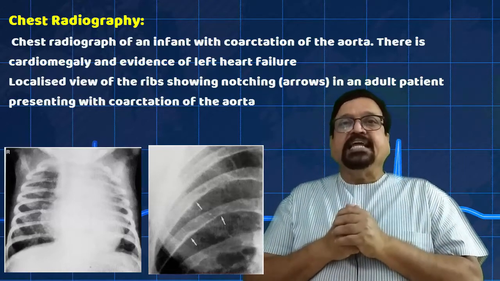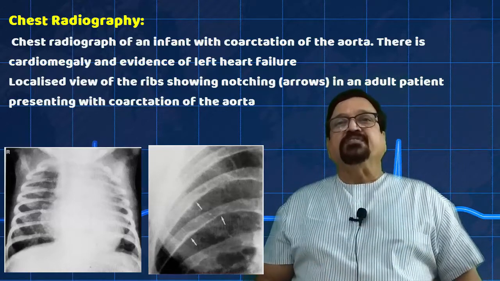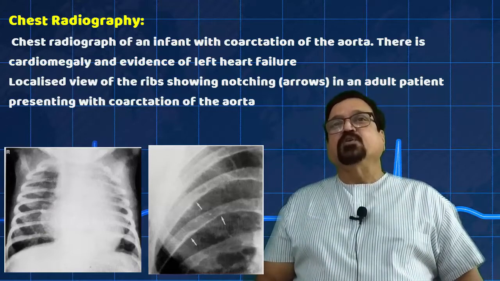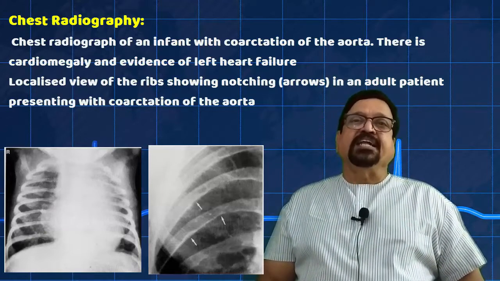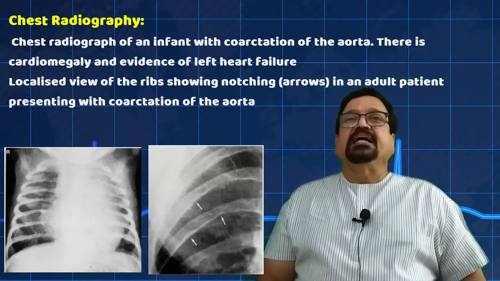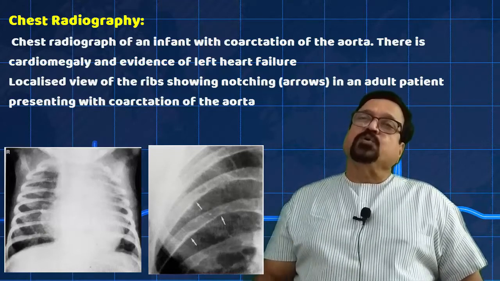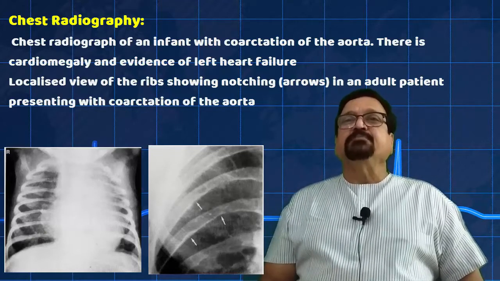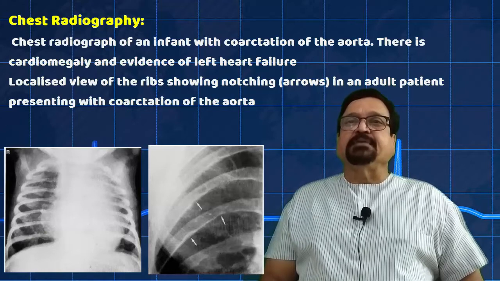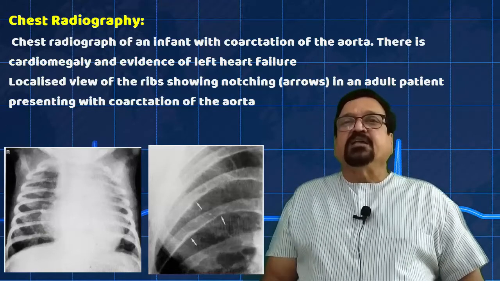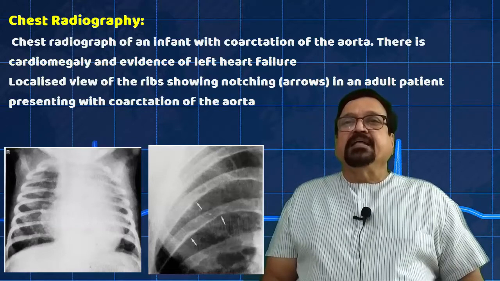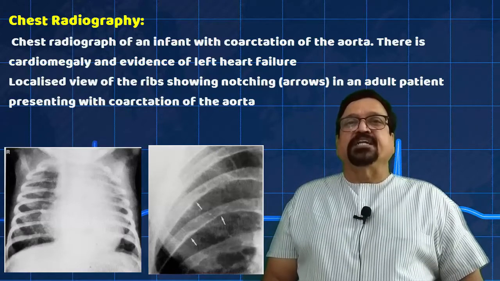There is cardiomegaly and evidence of left heart failure. That is because of the overload. There is early CCL. Now how the blood goes to the distal portion of the aorta is indicated by this rib notching. This is a localized view of the ribs showing notching in an adult patient presenting with coarctation.